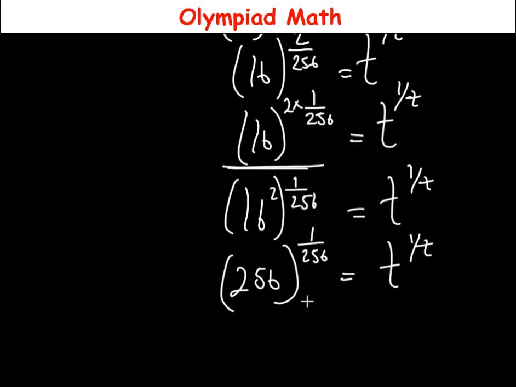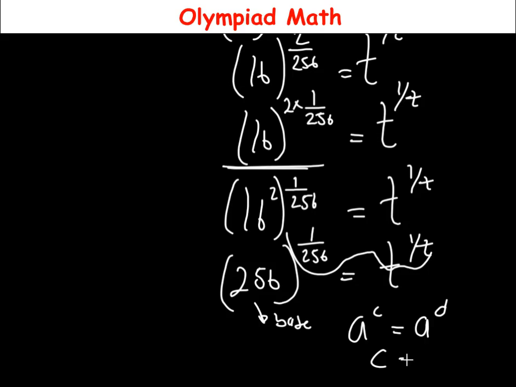And boom, we have gotten it. We have made the base right here equal the denominator power, such that we can then compare the exponents. Now, if you have a raised to power c, which equals a raised to power d, since the bases are equal, we can have it that c is equal to d. Now, with this, 1 over 256 is equal to 1 over t by comparing the exponents.